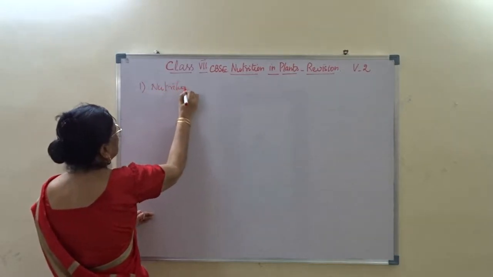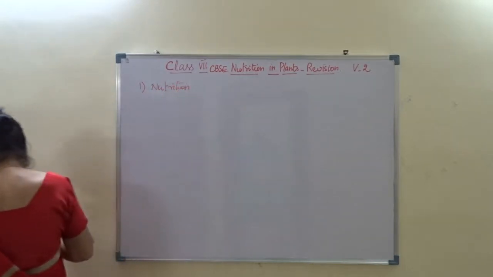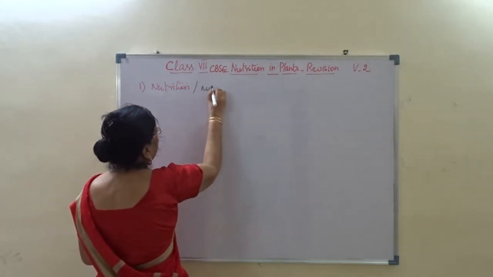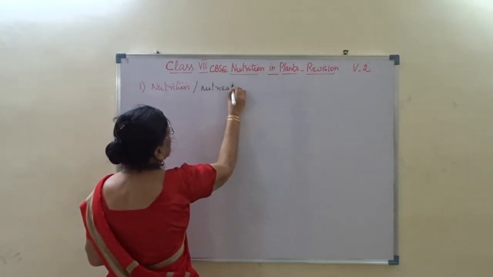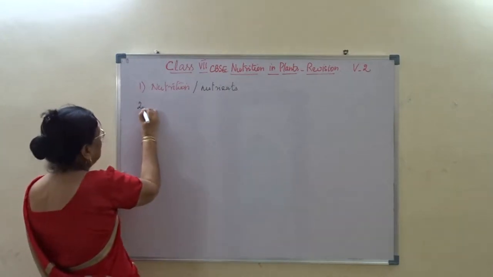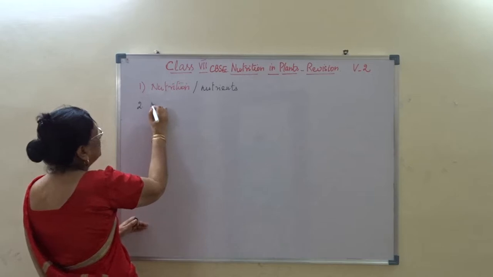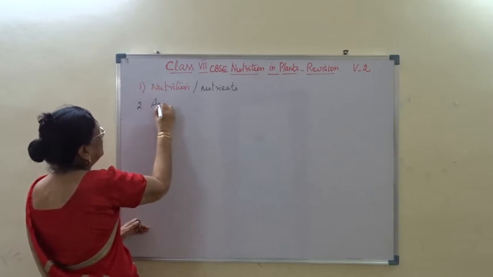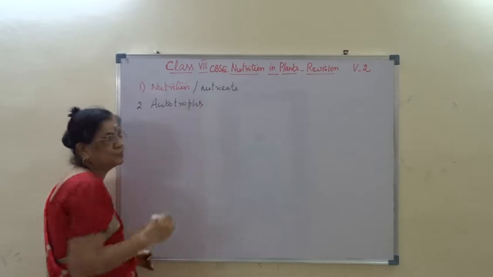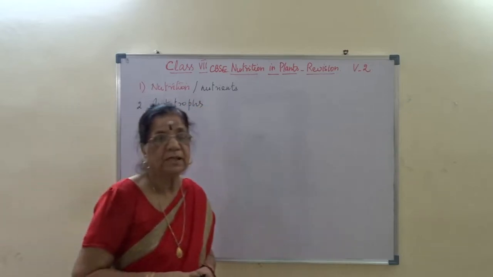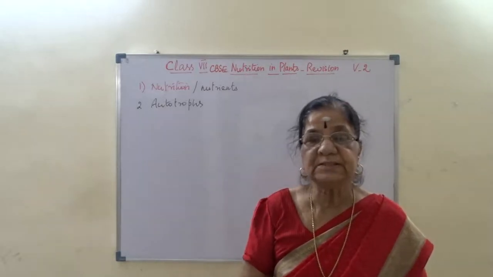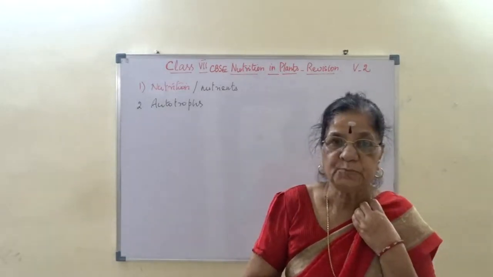What is nutrition and what are nutrients? Then second, you should know what autotrophs are. Green plants which can prepare their own food by the process called photosynthesis are called autotrophs.